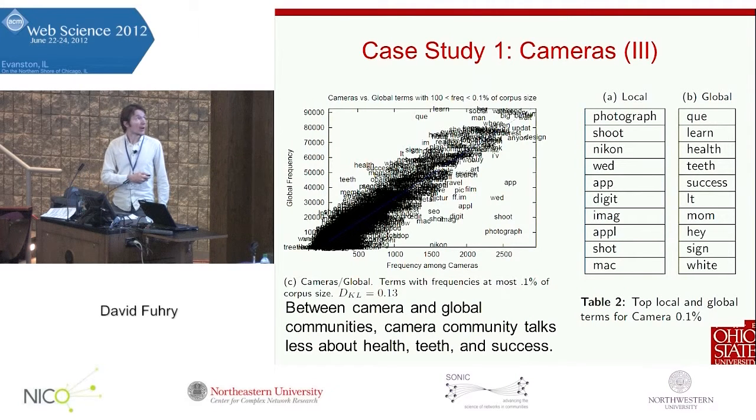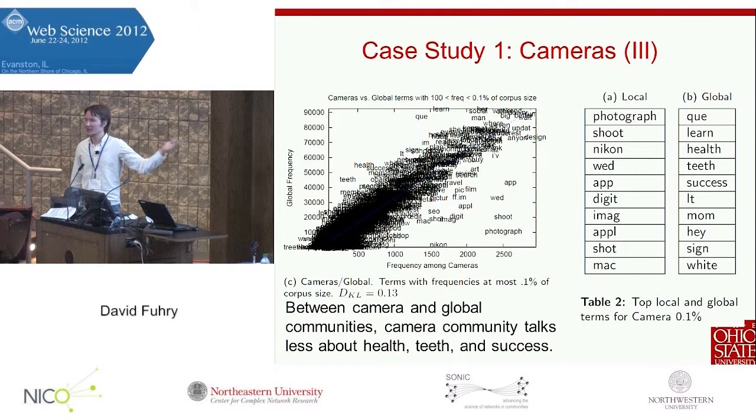So this graph shows on the x-axis the frequency for the community talking about all the cameras as a whole, basically the union of the Canon, Nikon, and Olympus communities. And again, we can see some expected results in the local domain. They talk about photographs and shooting and weddings and things like these. And also we can see they relatively infrequently talk about terms like health and teeth and learning. And these, we think, should be looked into further.